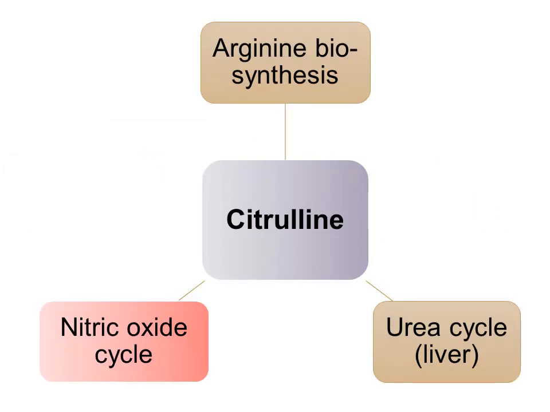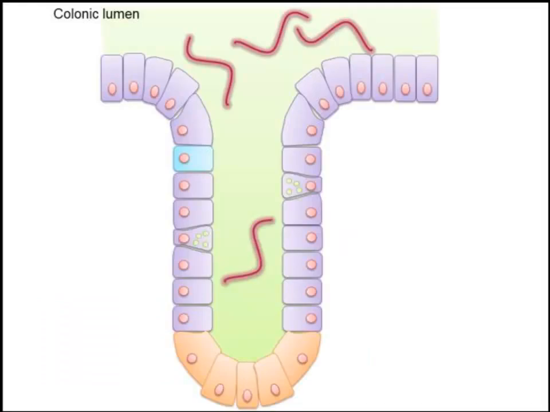So citrulline is associated with arginine biosynthesis. Doesn't really go towards that. We don't have a liver in our model, so the urea cycle here probably should be checked out of this model. But it does take part in the nitric oxide cycle. And that was quite interesting when we figured that out. And I'll tell you why.